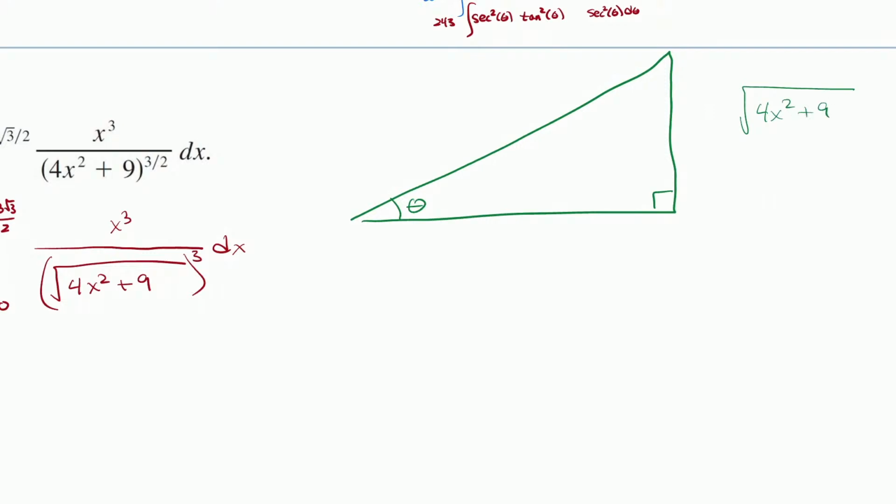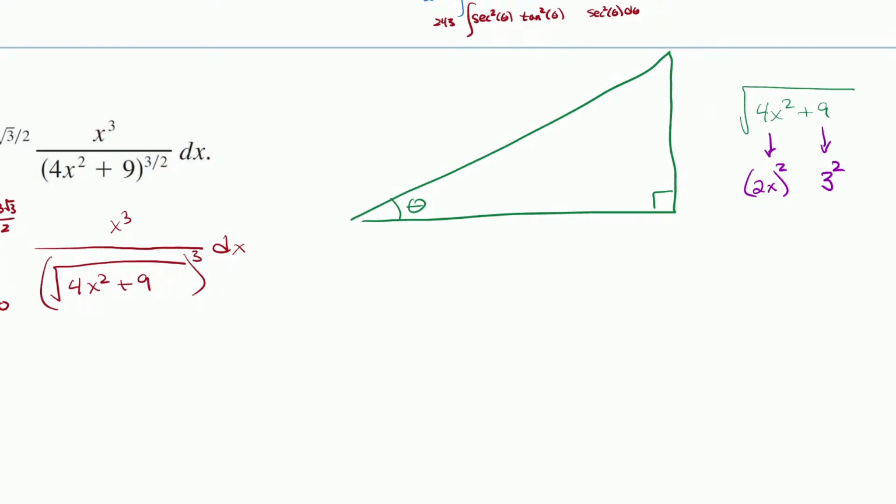Now, before I move on, let's just point out what the building blocks are. 4x squared is 2x, quantity squared. And 9, of course, is 3 squared. You're probably sick of my 3, but there it is.